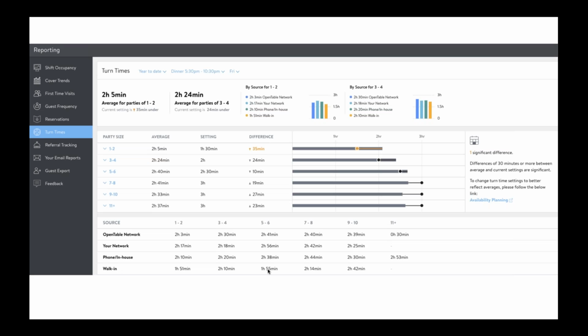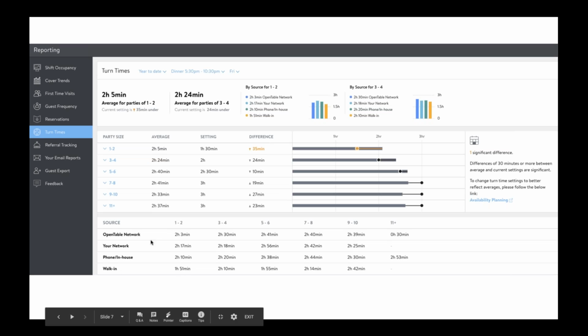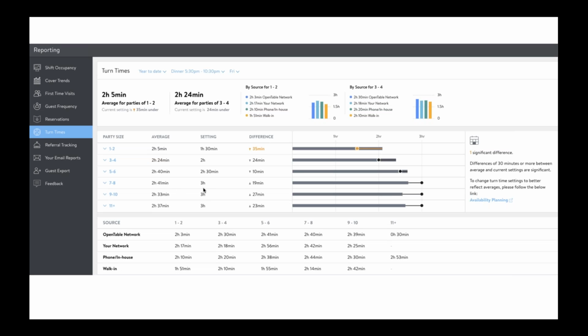Okay. Now again, Open Table Network reservations, even though they're maybe sitting a little longer, they might spend a little bit more as well. So it doesn't mean that you're going to get less revenue on any of these other sources or anything like that, but it just tells you that they're going to be getting up a little bit quicker. Okay. So that is turn time report, and that pretty much encompasses all the 6 reports that we've talked about today.